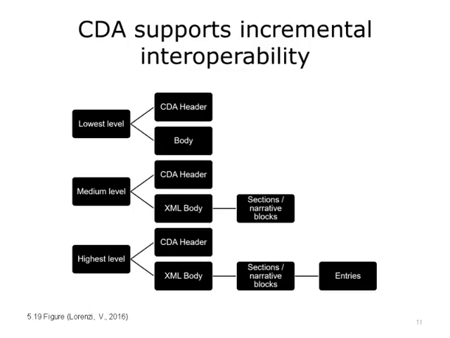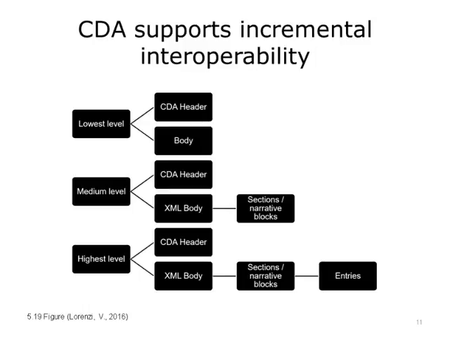CDA has a special feature that allows incremental interoperability. You always need a header and a body. For the lowest level of interoperability, the body is not structured and could consist of anything. Examples include a PDF file, a Microsoft Word document, or a scanned image file.